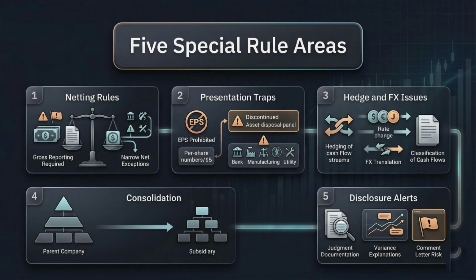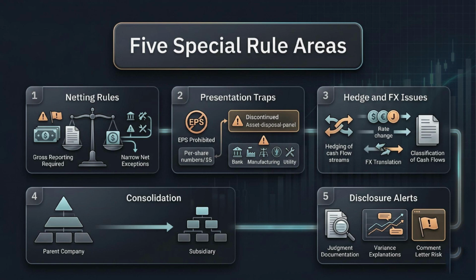Before we enter the technical details, let us build the learning path. First, we will study netting rules because ASC 230 generally wants gross cash receipts and gross cash payments shown separately. Second, we will look at presentation traps, including cash flow per share and discontinued operations. Third, we will handle hedge and foreign currency issues where classification can change depending on the facts. Fourth, we will discuss consolidation because consolidated cash flows require a group level view, not entity by entity thinking. Finally, we will close with disclosure alerts and practice risks.